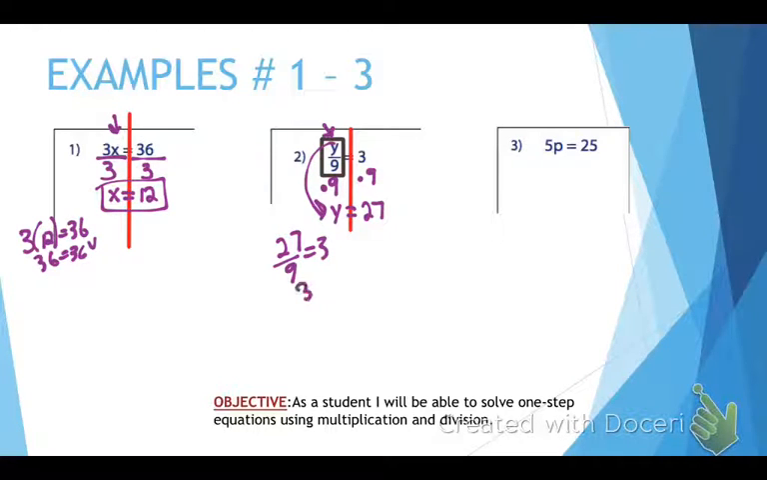And yeah, 27 divided by 9 is 3, so 3 equals 3. We're good to go. Our answer is y equals 27. Okay, we're going to move on. We got a couple more.